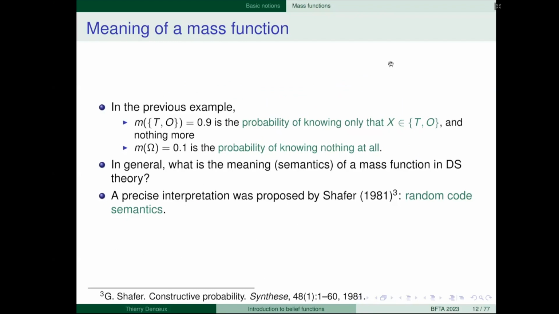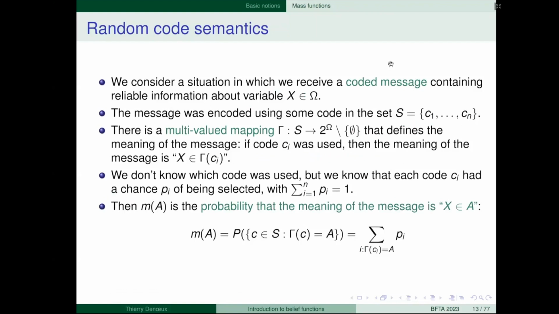This was explained in a paper. It was not really explained very clearly in Shafer's book published in 1976, but it was explained in this later paper published in 1981. And this is referred to as a random code semantics. So what is that? Assume that we receive a coded message. This message is coded, but it contains reliable information about X. If you can decode the message, you will get true information about X.